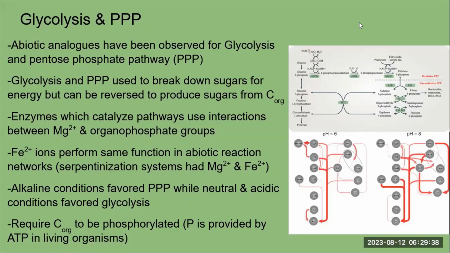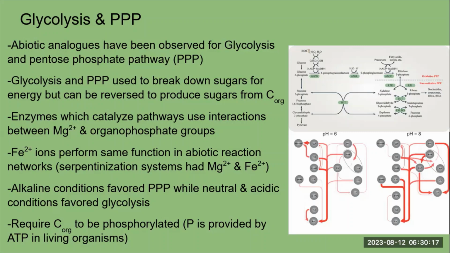Two other metabolic pathways that are common across all branches of the tree of life are glycolysis and the pentose phosphate pathway, or the PPP. Being multicellular organisms, we often think of these pathways as means by which sugars are broken down into simple organic molecules to produce energy. However, these pathways can be reversed to produce sugars from simple organic precursors. To be fed into these pathways, sugars will have a phosphate group bound to them, and the enzymes that catalyze the reactions in the pathway have magnesium cofactors which interact with the phosphate group.